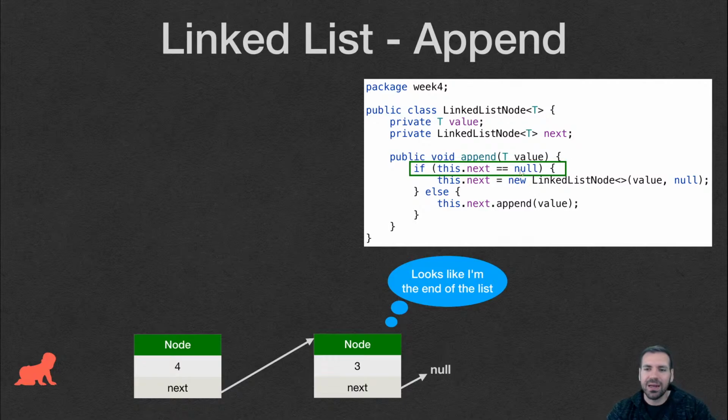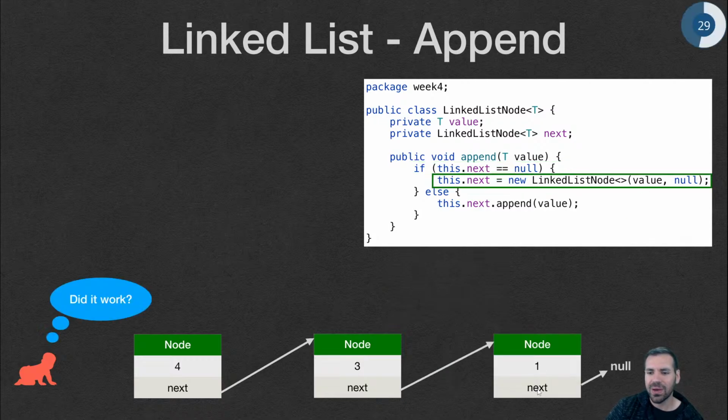I have nothing after me, and I was asked to add this value. So I'm going to create a new linked list node with the value that we're adding and its next of null, and set my next. So this dot next equals this new node that we're creating. So where next was null, now it's going to be a reference to the new node that we just created, and that node's next is null, indicating that it is now the end of the list. So we've effectively appended 1 to the end of this list, but we had to traverse the list to get to the end before we could append.